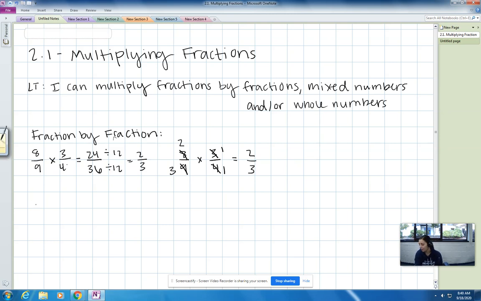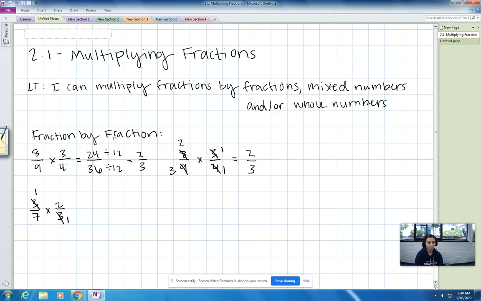Alrighty, let's try another one. We are going to do 3/7 times 2/3. And we are going to do this with cross-canceling. So that means I need to look this way and this way. What's the biggest thing that goes into both 3 and 3? That would be 3. 3 divided by 3 is 1. 3 divided by 3 is 1.